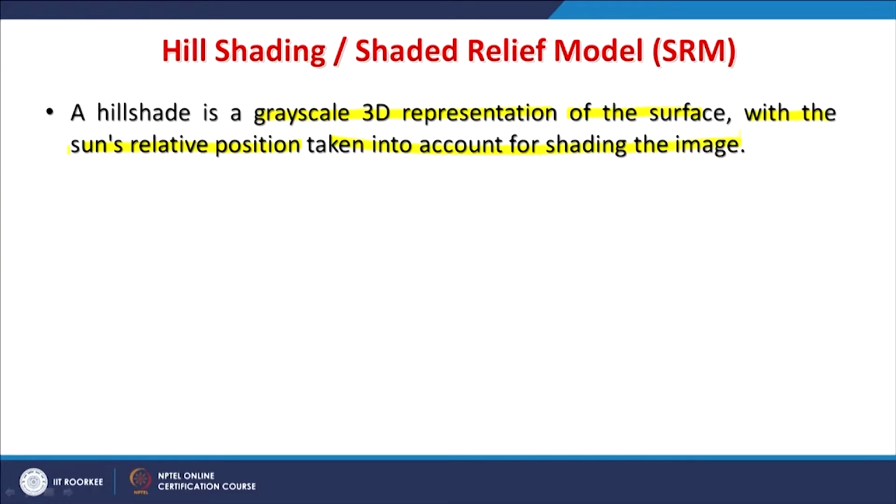A typical digital elevation model is not illuminated by a light source. What we do in hill shading is take a light source, or you can say a position of the sun, and we simulate how the terrain would look from the top if the sun is in this position, and that is what we get as the hillside.